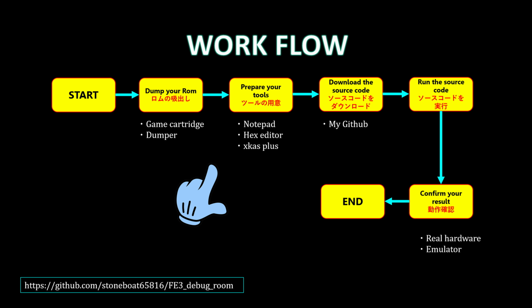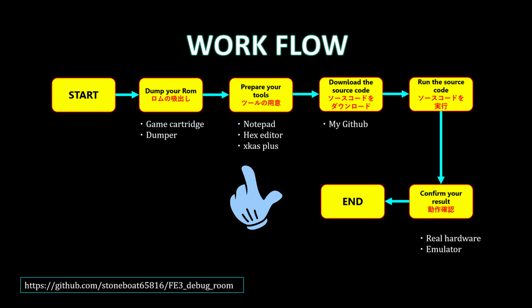Next, you'll need to prepare a few tools to unlock the debug room. First, you'll need any hex editor to check whether the ROM has a header, and to remove that header if it does. You'll also need a text editor in case you want to modify the source code. The built-in notepad on Windows is more than enough for this. And finally, you'll need XCAS to assemble and run the source code. If you downloaded the source from my GitHub page, XCAS is already included, so you don't have to look for it anywhere else.